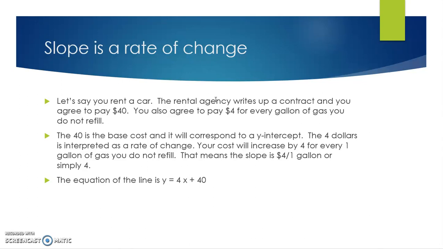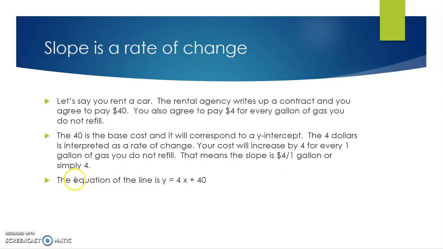And so we're going to write this kind of like a change of y over change of x. The cost will change by 4, so that goes in the numerator, for every 1 gallon of gas that you did not refill. Okay, so if you do not refill 2, then the cost goes up by 8. If you do not refill 1.5, it comes out to be 6. Okay, and then often we'll just drop the units. So we'll drop the dollar sign, we'll drop the gallon, and we'll just say 4 over 1 is 4.